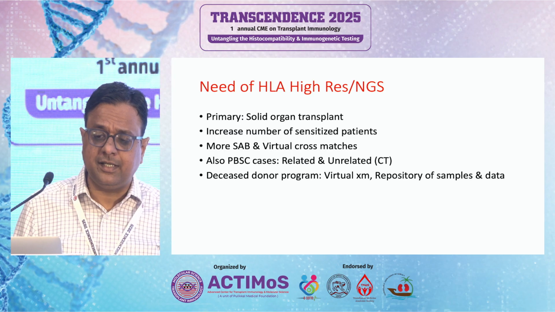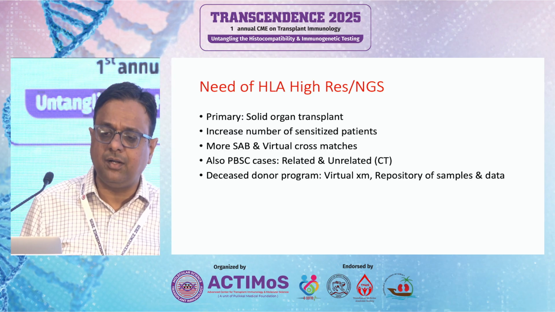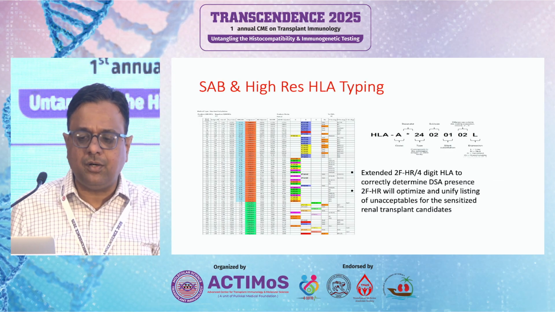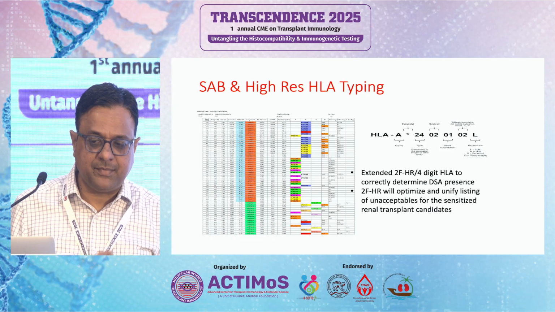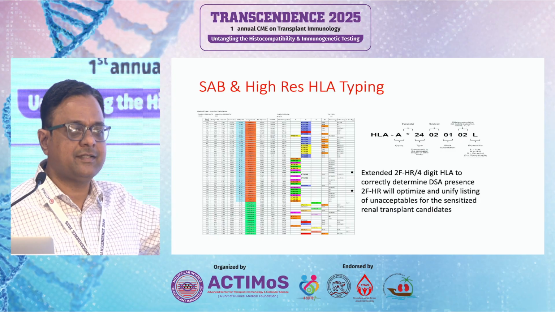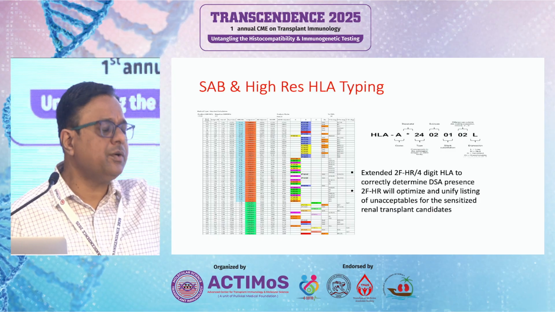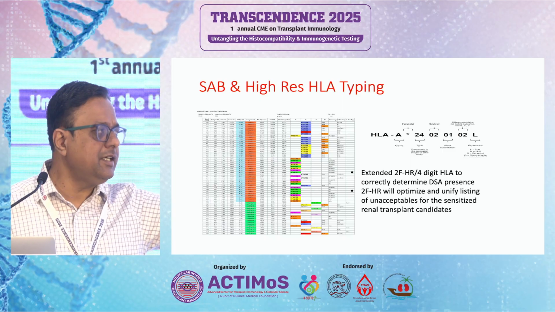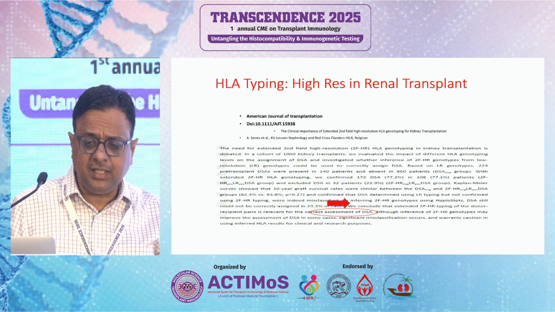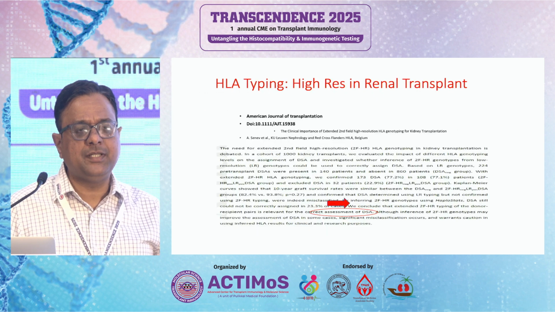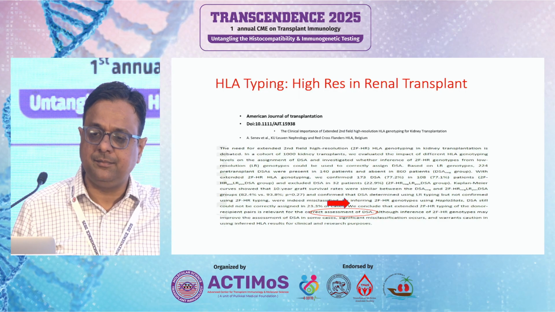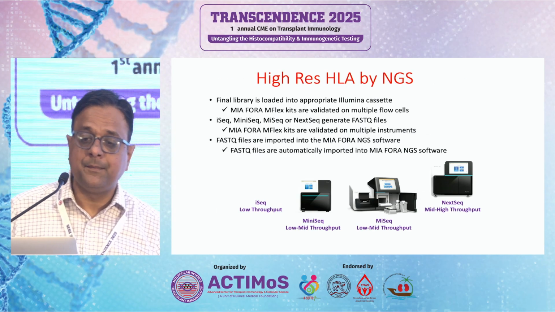And if we keep a repository of the samples and the data, all these things will help. And of course, as Siddharth mentioned, only if we have high resolution will we be able to do some sort of HLA matching. I will briefly touch on that also. The single antigen antibody reports come in 4-digit, so we should have our typing information also in 4-digit. Then only will we clearly find out whether the antibodies are donor specific or not. So correct assessment of donor specific antibody will happen only if we have high resolution HLA typing available.